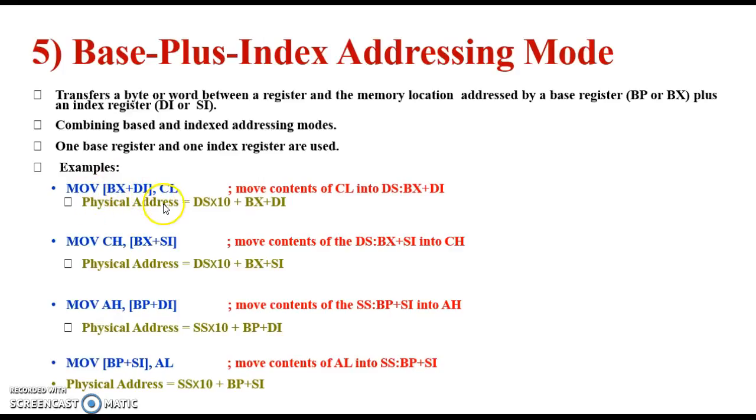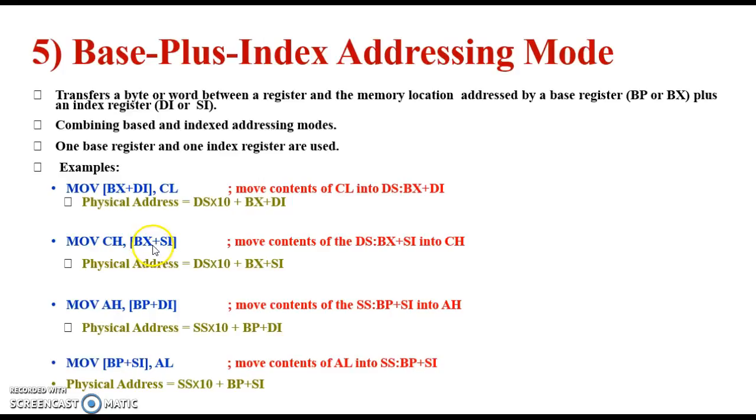So the physical address is calculated by combining the content of DS, shifted towards left side by 4 bits, and added with the content of BX plus the content of register DI. So whatever the content of register CL is transferred into this memory location. These are the examples of base plus index addressing mode.